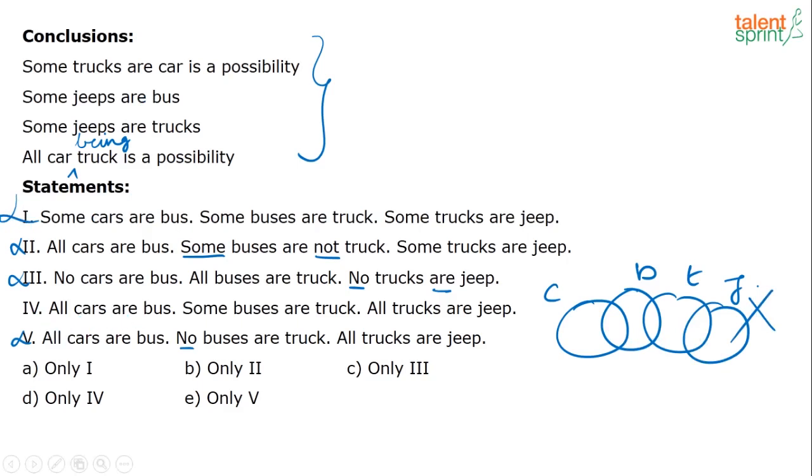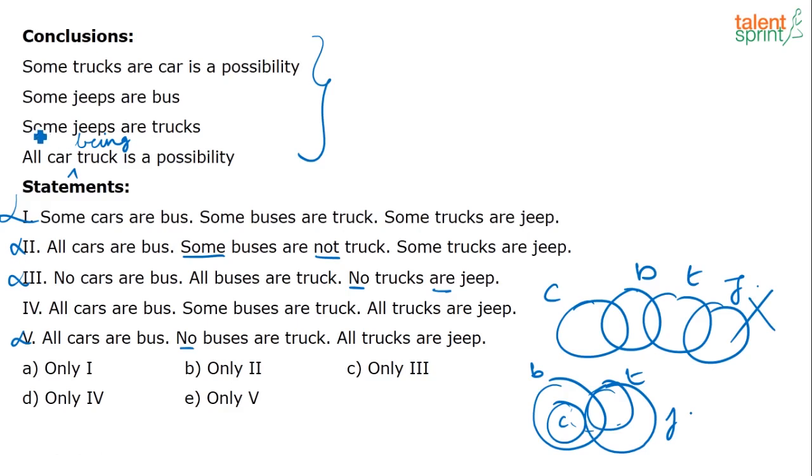Now next, all cars are bus. Some buses are truck. All trucks are jeep. So some trucks are car, yes, it is a possibility. They can overlap, so that seems true. Some jeeps are bus. Some jeeps are definitely bus. There is an overlap here. Some jeeps are trucks. Definitely some jeeps are trucks, correct? And all car being truck is a possibility. Again, that is also true. This car can come here. It will be true.